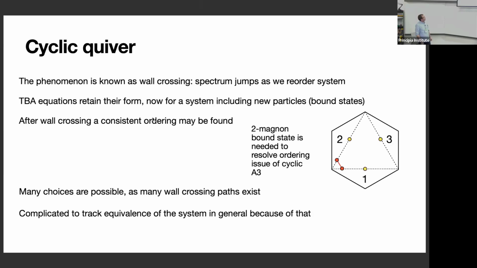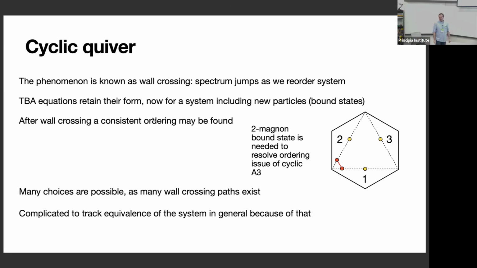So the physics behind that is known as a wall crossing. If you're familiar with N=2 theory, this is usually what happens. You get some spectrum that jumps when you reorder the system. And the TBA equation is just reflecting this physics.